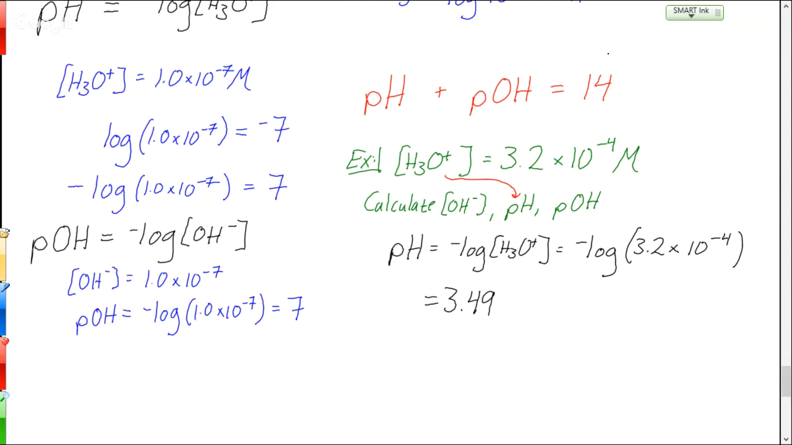If you want to know how to do this on your specific calculator, just let me know at some point during lab today or something. I can show you how to do it.